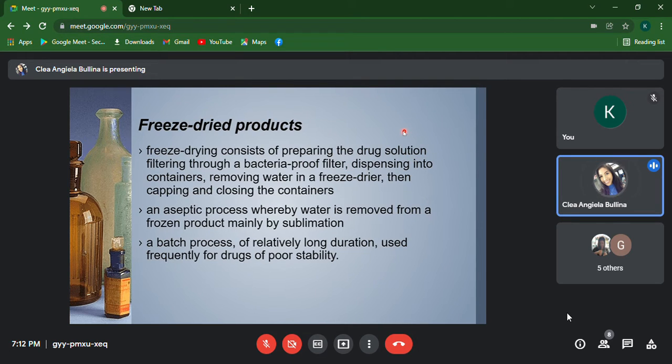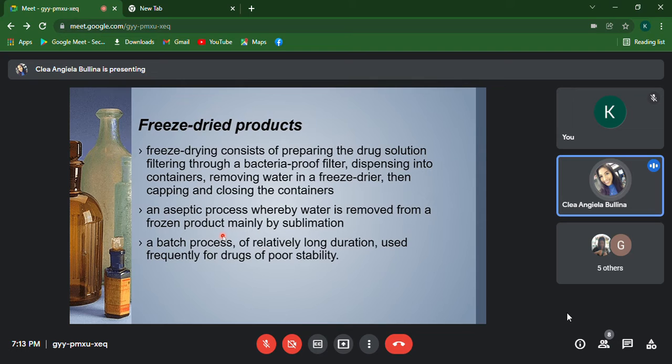Anong sinasama natin while preparing the drug solution? Dapat meron na siyang buffer and also cryoprotectants. Okay, many biotechnological products class are already freeze-dried nowadays. Okay, so freeze-drying, again, is an aseptic process. O, dito pa lang sa start, aseptic na yan. Okay, it is an aseptic process whereby water is removed from a frozen product mainly by sublimation.